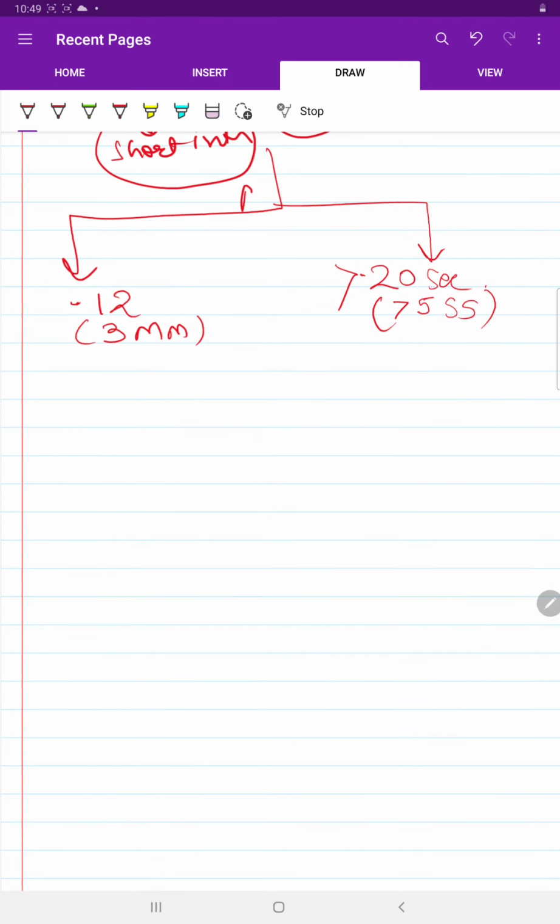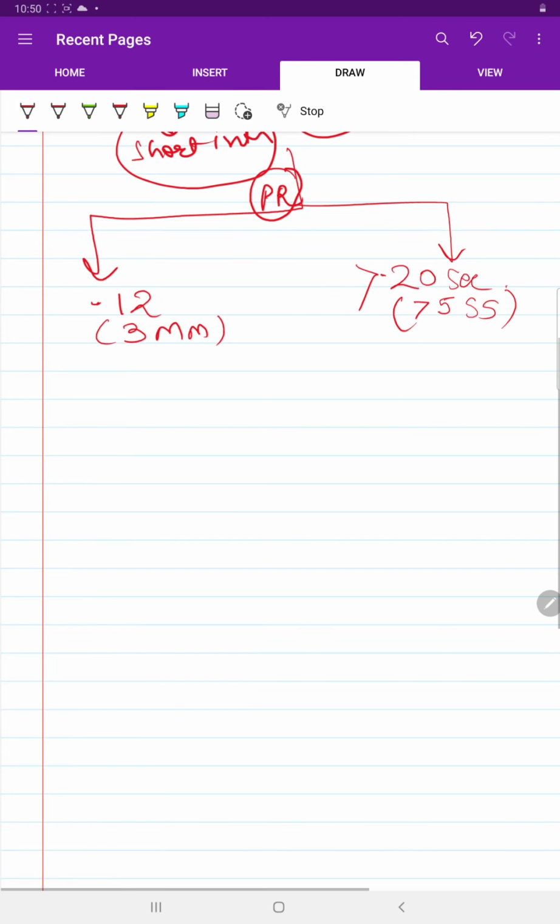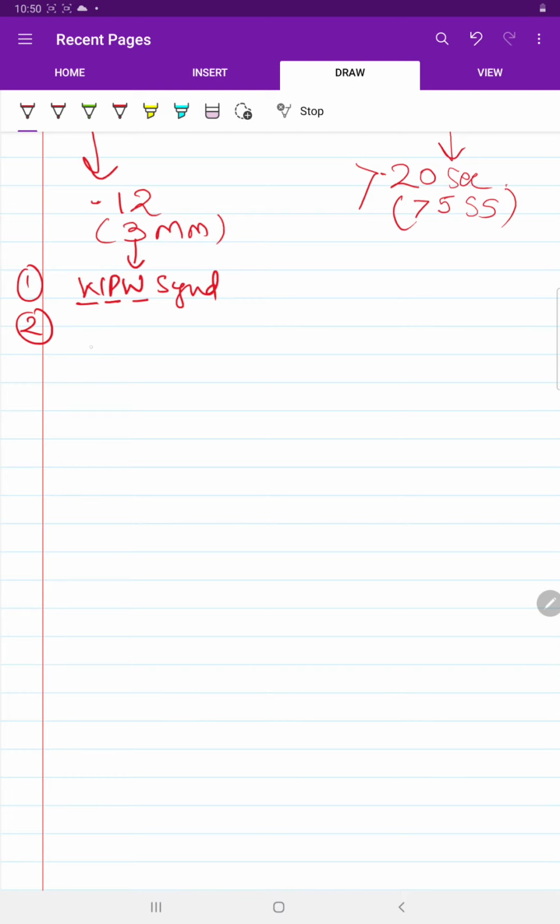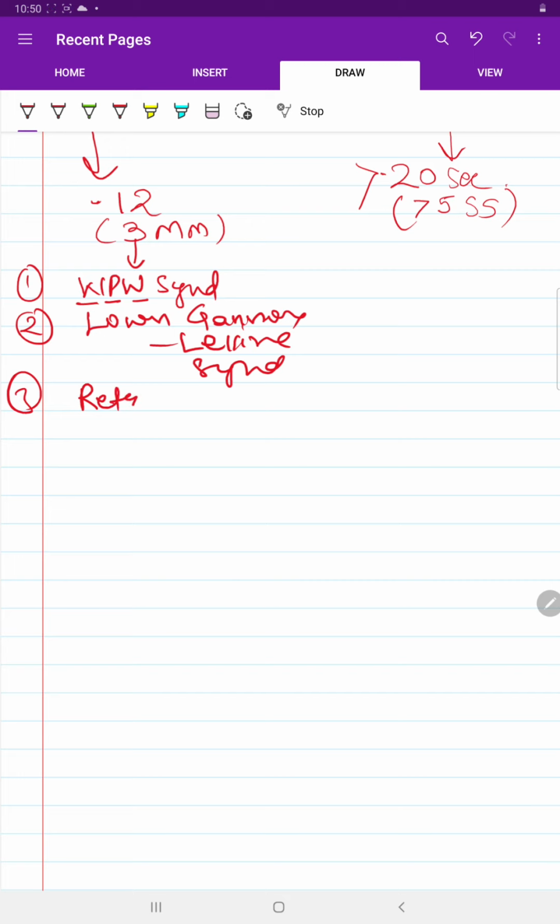We are discussing the PR interval. The time duration is most important, and if you see a short PR interval, the conditions are like WPW syndrome. What is Wolff-Parkinson-White syndrome? Another is Lown-Ganong-Levine syndrome. Third, there may be a retrograde junctional P wave.